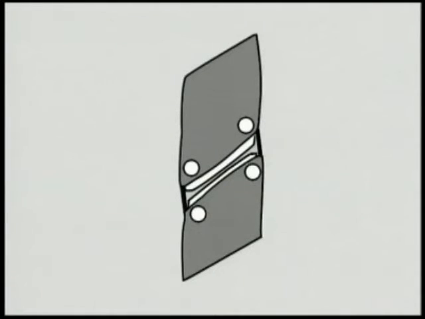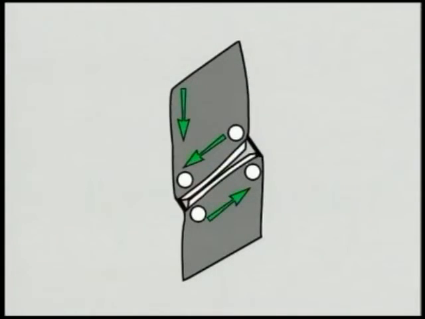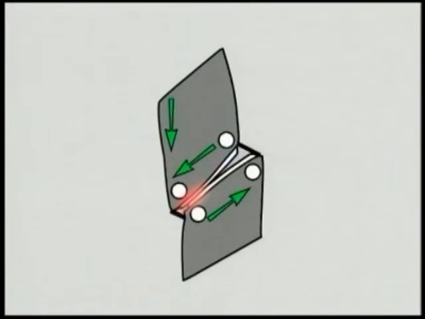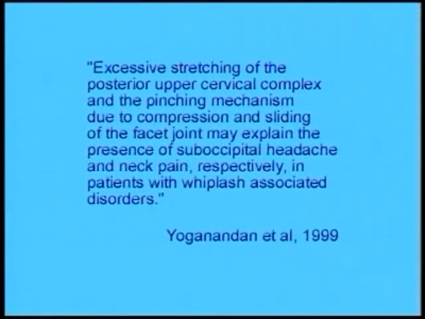They found that the facet did indeed experience the abnormal motion that was seen by the other researchers. Instead of gliding smoothly across each other, as facets do in normal motion, the upper facet joint rotated abnormally and pinched the lower joint. Furthermore, these researchers found excessive flexion in the upper spine during the S-shaped portion of the whiplash motion. The authors of this study concluded, "Excessive stretching of the posterior upper cervical complex and the pinching mechanism due to compression and sliding of the facet joint may explain the presence of suboccipital headache and neck pain, respectively, in patients with whiplash-associated disorders."